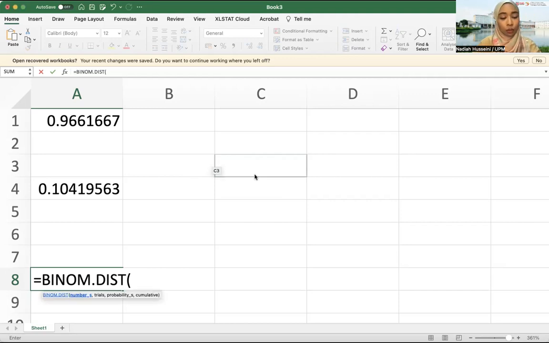Let's see how we can use it. I want to know the probability of getting x equals to 5 from the previous problem. So let me stop sharing and go back to the question again. This feels like teaching AutoCAD suddenly.